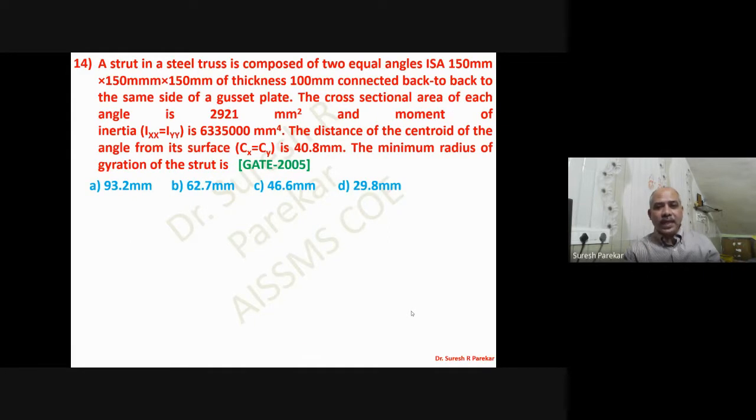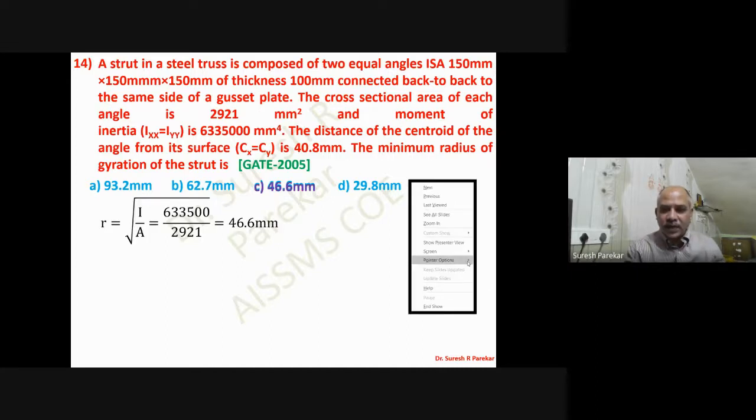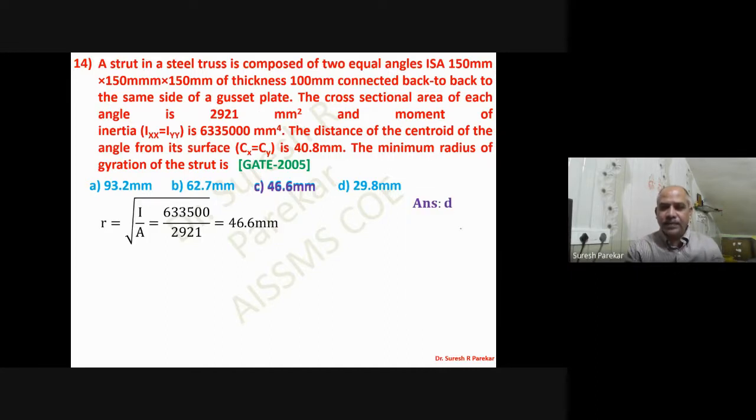Then we have given this angle. Now as we have this as equal angle, we have IXX equal to IYY, and we have IXX, that is 63.5 3 times 0. So if we find IYY, that will be greater than this. So RYY will be greater than RXX. So we have to find only RXX, and that will be 46.6 millimeter. So this option we have is option C. Option is C.